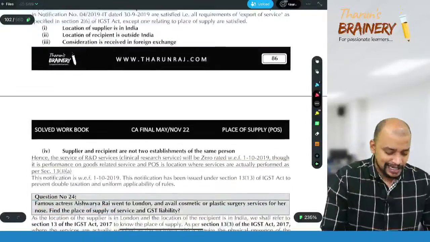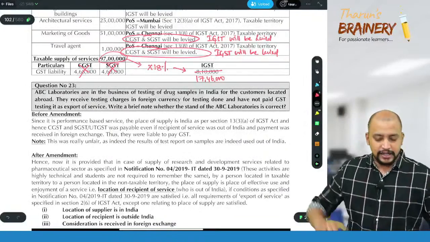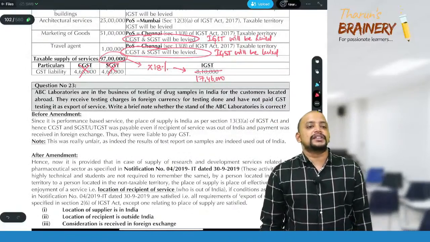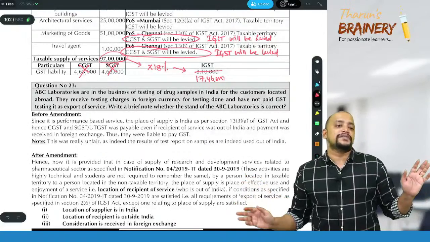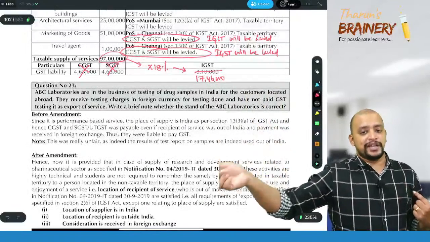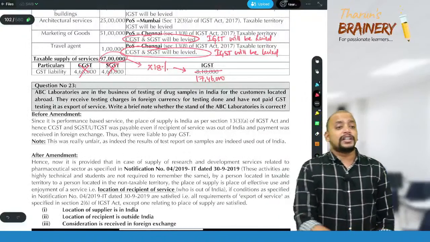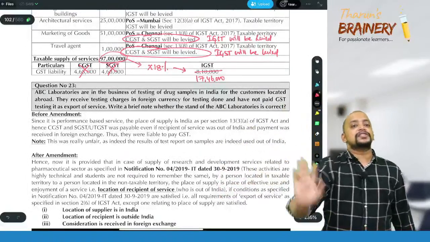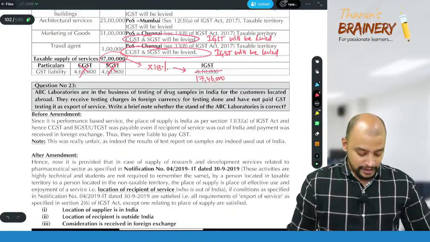So here it comes under that exception. Where is the supplier located? See, ABC laboratories is in India, the recipient is outside India, and consideration is in convertible foreign exchange. Supplier and recipient are not two establishments of the same person. So all conditions of export of service except place of supply are satisfied. So the place of supply will then be the location of recipient. Location of recipient is outside India, so it will qualify as export of service. What if consideration is not in forex? Then that exception will not come. The place of supply is not the location of recipient; the place of supply will be the location where services are actually performed.